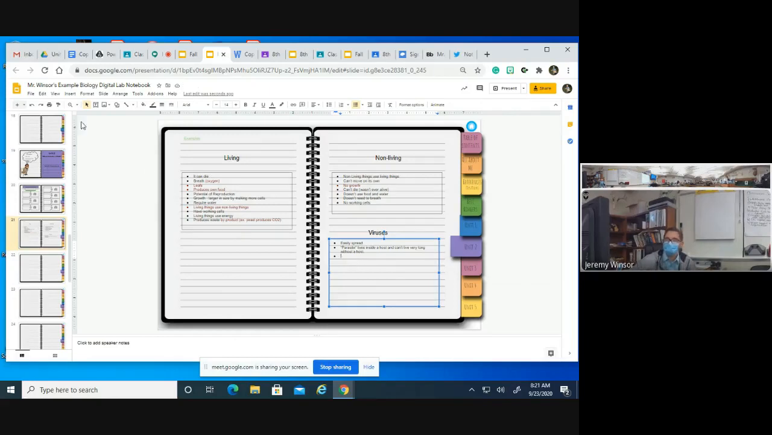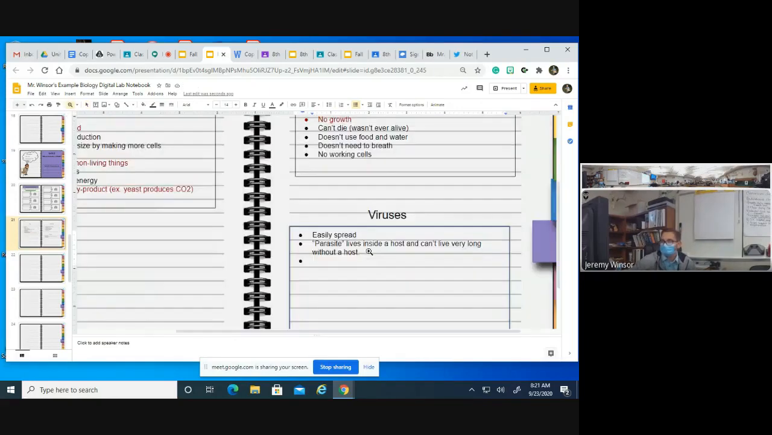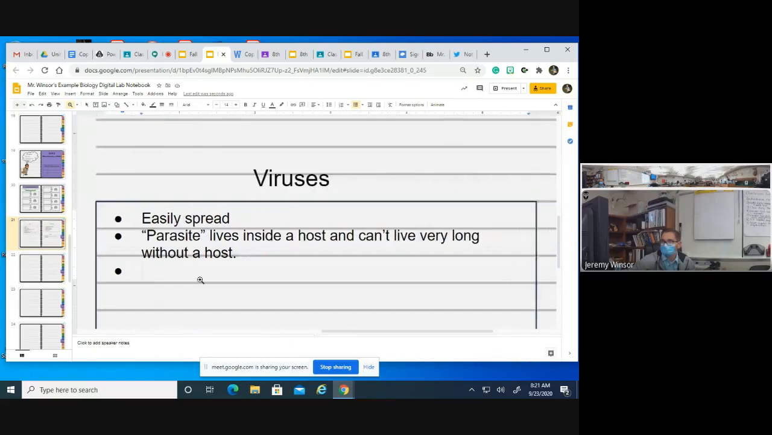The first bullet? Yeah. Yep, I'm going to zoom right in on it. How about that? I didn't make it very large. Is that better? Yeah. So we have easily spread. It's a parasite, so it lives inside a host and can't live very long without a host. So we termed it similar to a parasite. And then it has to have some type of host.